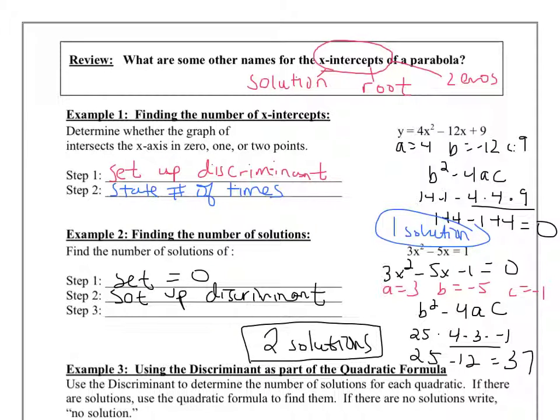Actually, in number 1, I just realized it said find the number of x-intercepts. So it's really not necessarily one solution, it's one intersection, where it crosses. So this should actually be one intersection. It's the same thing. And here they're saying the number of solutions, and it's 2 solutions because our answer is positive.